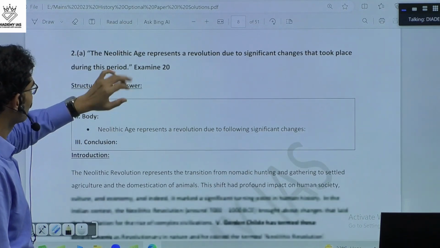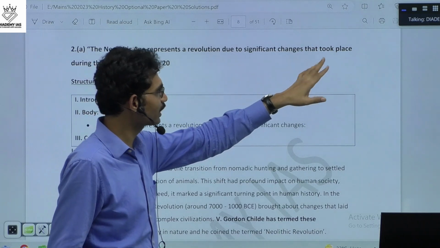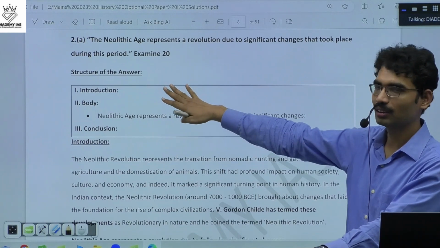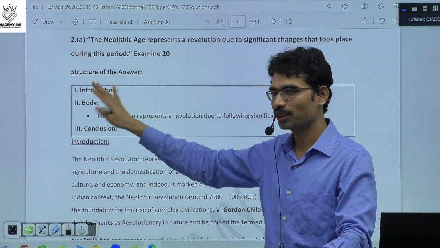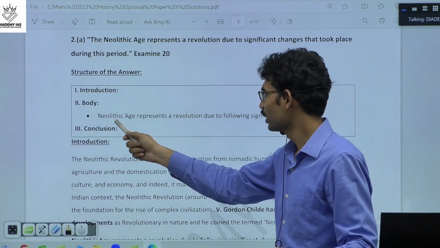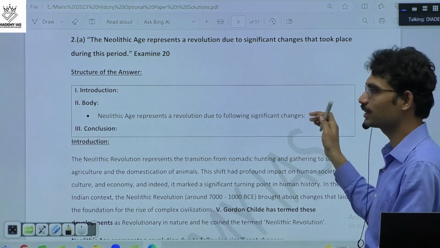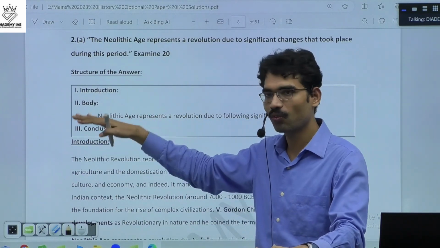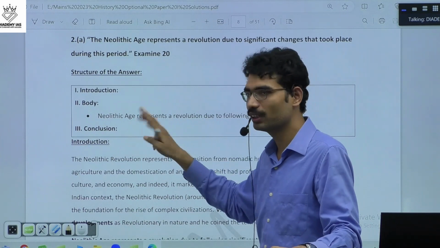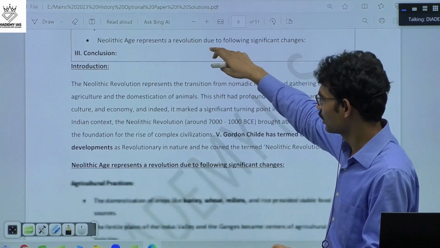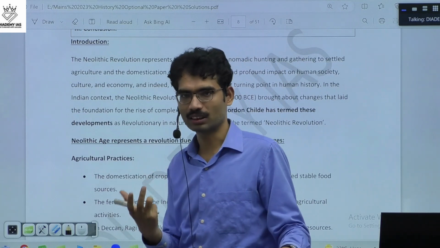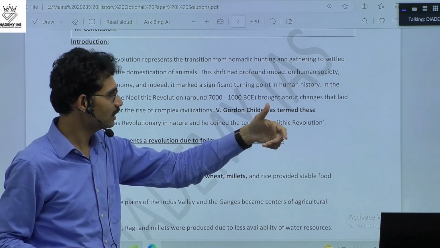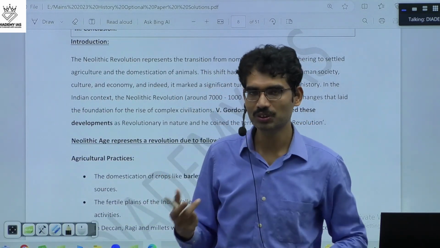Now you see this. The Neolithic age represents a revolution due to significant changes that took place during this period. Now this is the structure of the question. In the introduction, you will write the importance of the Neolithic, and then the body. The Neolithic age represents a revolution due to the following significant changes. So the body is all about what the changes in the Neolithic are and why it is called revolutionary. Then you will give the conclusion. In the introduction, you will write who coined the term: V. Gordon Childe. He was the scholar who mentioned that the changes in the Neolithic period are revolutionary in nature.